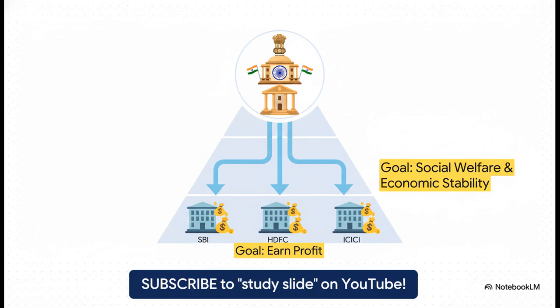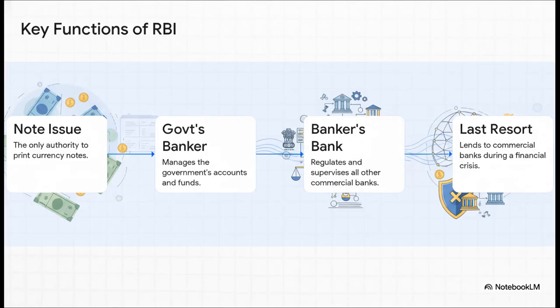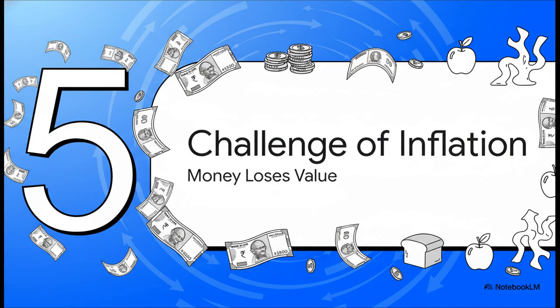And its goal is completely different. It's not about profit. It's about the economic health and stability of the entire country. And the RBI, wow, it wears a lot of different hats. It has the sole power to print our currency notes. It's the government's personal banker, it's the banker's bank, setting the rules for everyone else, and crucially, it's the lender of last resort, which means if a commercial bank gets into deep, deep trouble, the RBI is there as the final safety net.